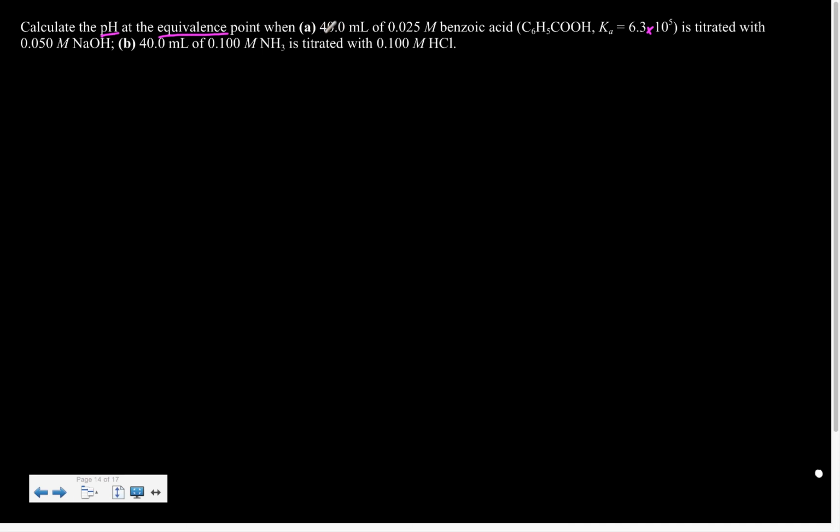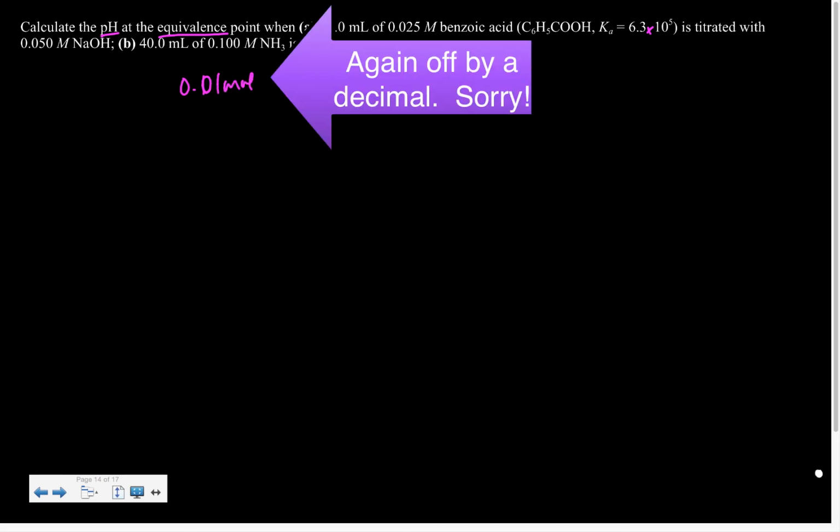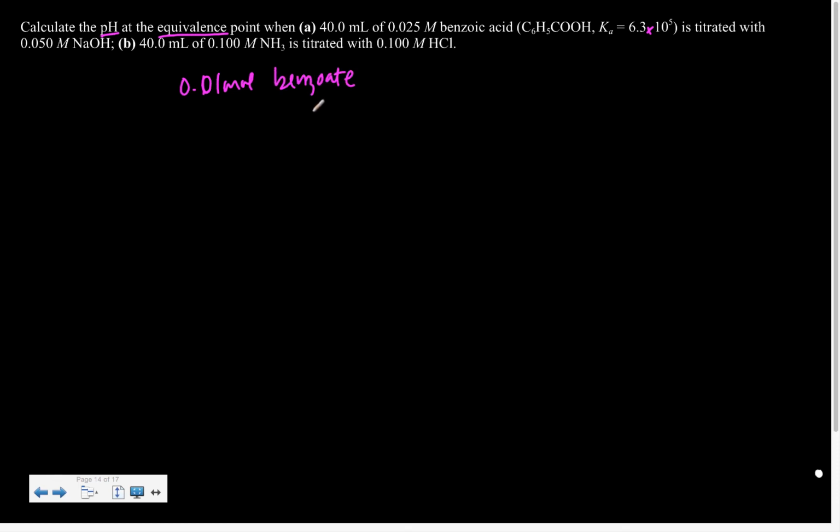Specifically, 0.04 liters times that concentration, which again gives us our 0.01 moles of my benzoate ion. So 0.01 moles of my benzoate ion, and again, benzoate ion is the conjugate base, which means that if I take my benzoate plus water, I'm going to make my protonated base plus my hydroxide ion.